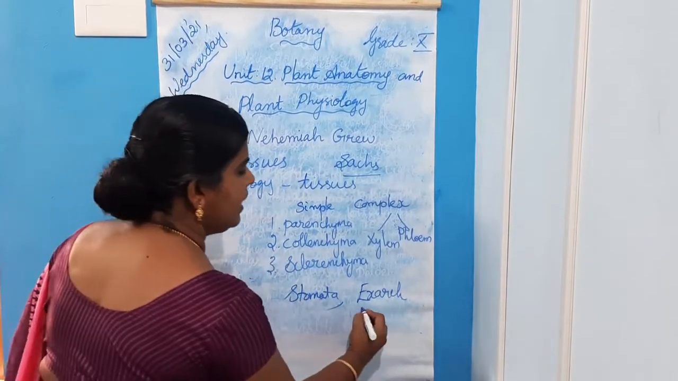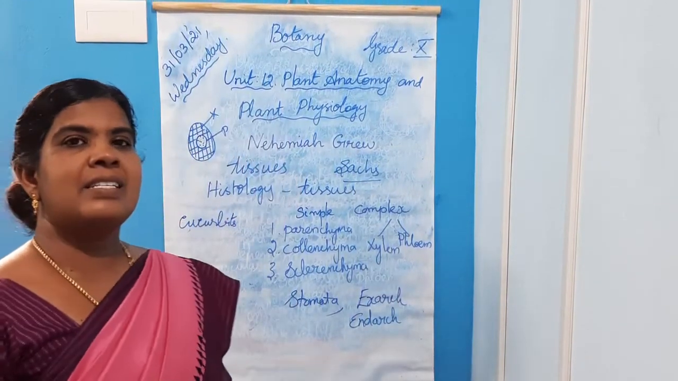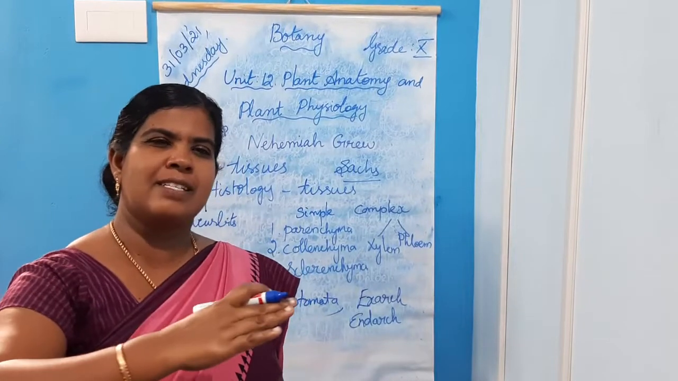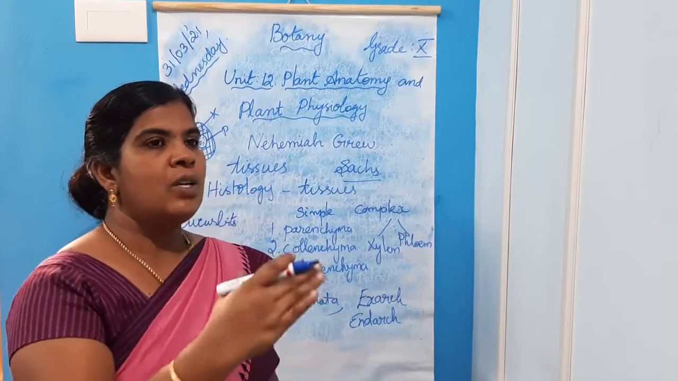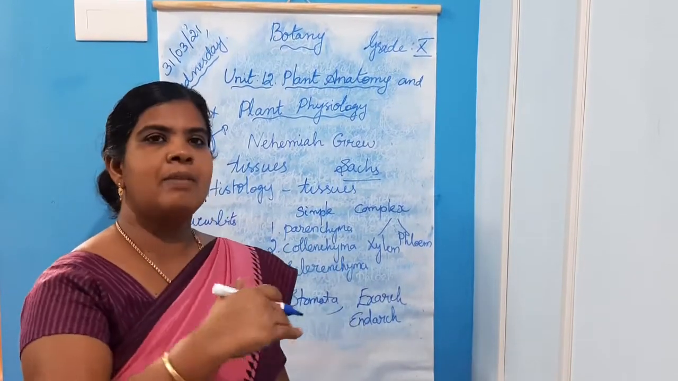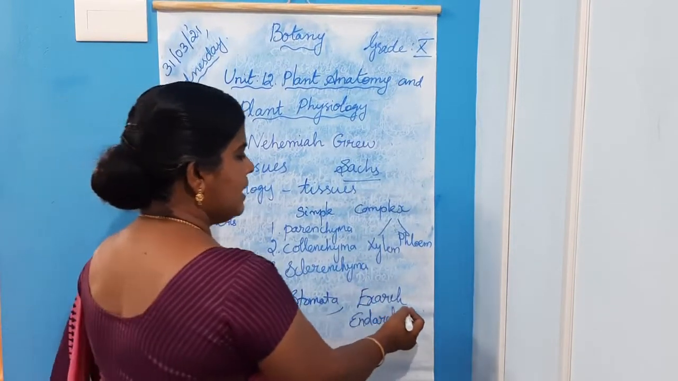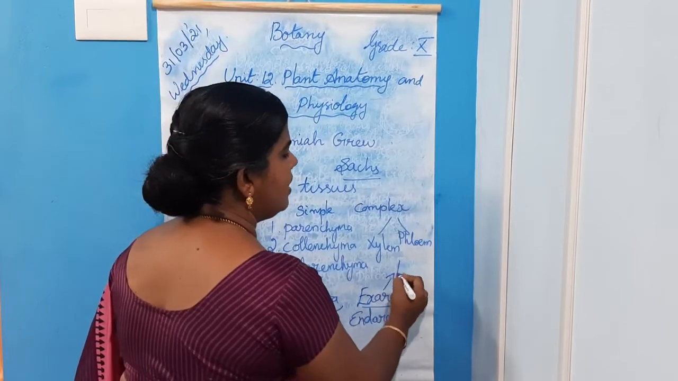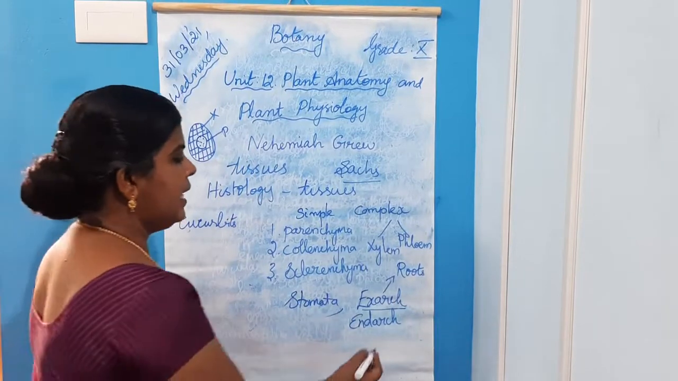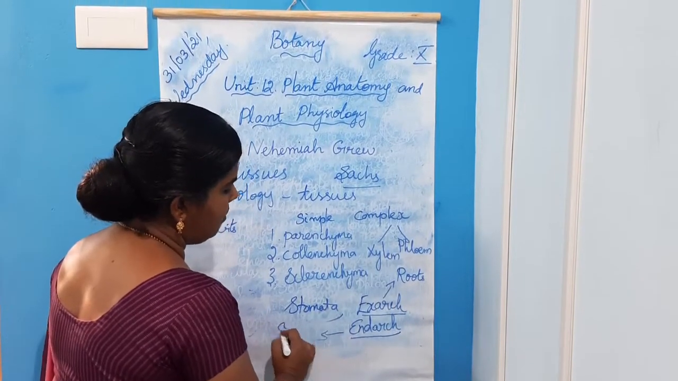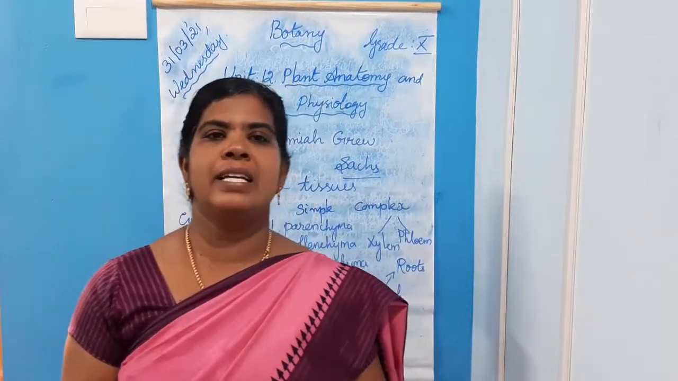Next, endarch. Endarch means protoxylem facing towards the center and metaxylem facing towards the periphery. Exarch means protoxylem periphery and metaxylem center. Endarch means protoxylem center and metaxylem periphery. The next one-word answer: exarch condition is seen in roots, in all roots, both monocots and dicots. Endarch condition is seen in stem.